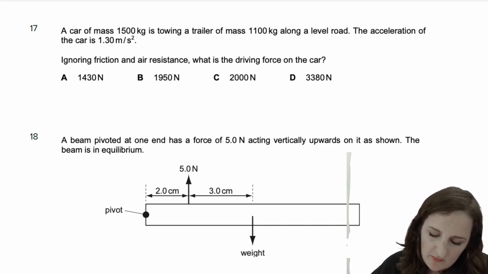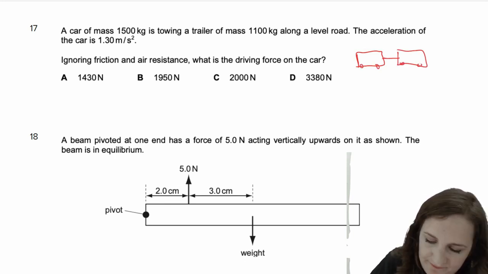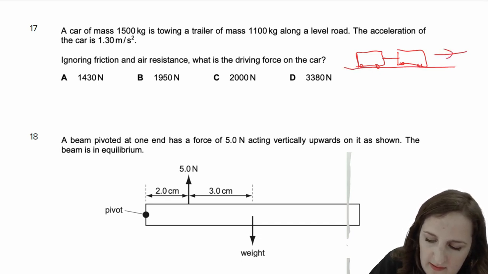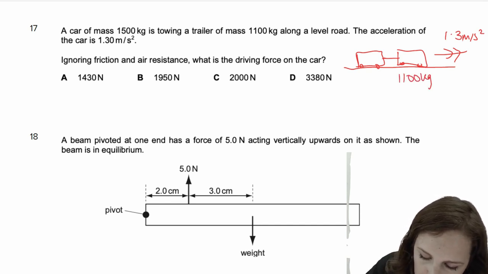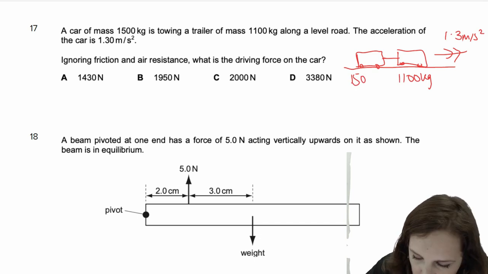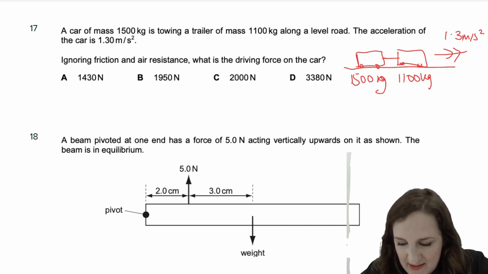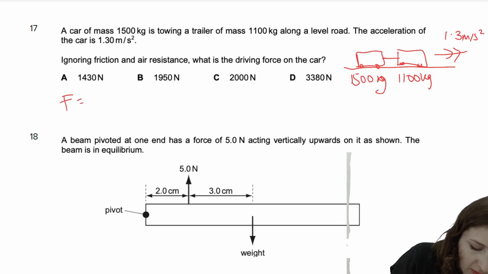So we can sketch this out. I've got a car towing a trailer, and I have the whole thing accelerating at 1.3. I know that the car has this value. It's the wrong way around, but that doesn't matter. Total mass is the same. So I'm going to use F equals ma.